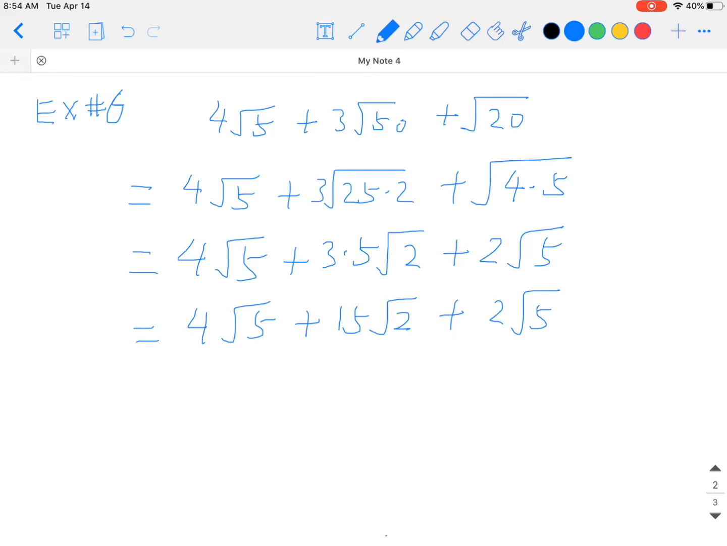What's next, you have to check, do they share the same radical? Maybe radical 5 here, radical 5 here, but we have radical 2 here, so we only combine the like terms. So the red with the red: 4 radical 5 plus 2 radical 5, 6 radical 5, and 15 radical 2. We really cannot combine these two, so that should be the final answer.